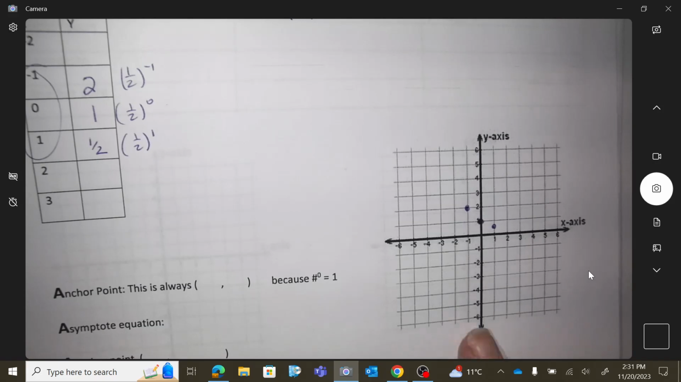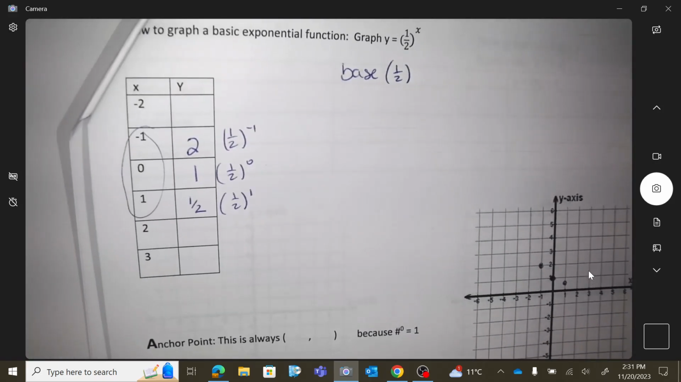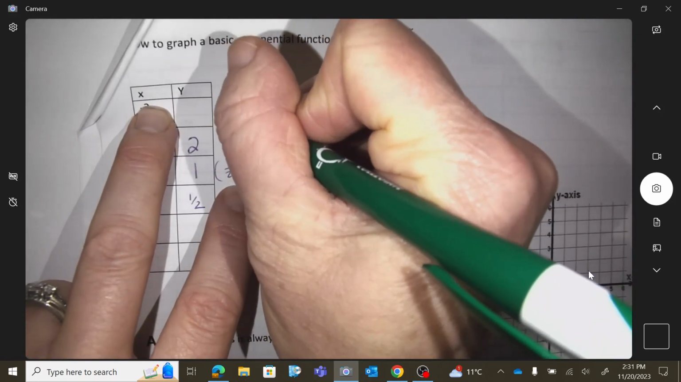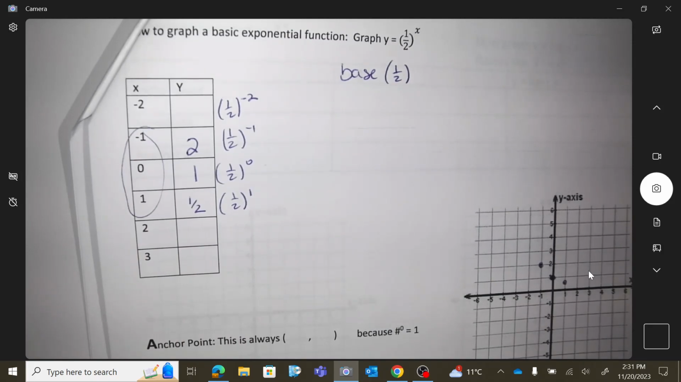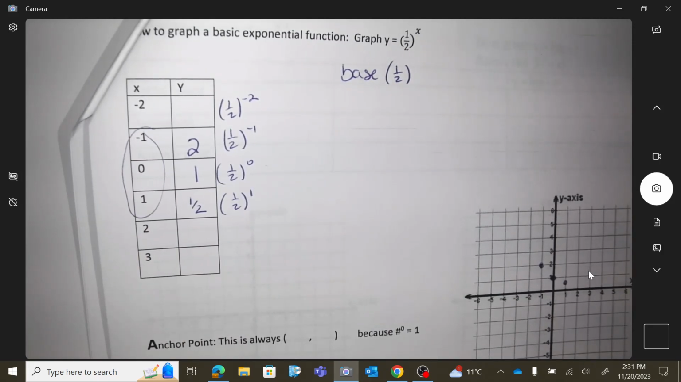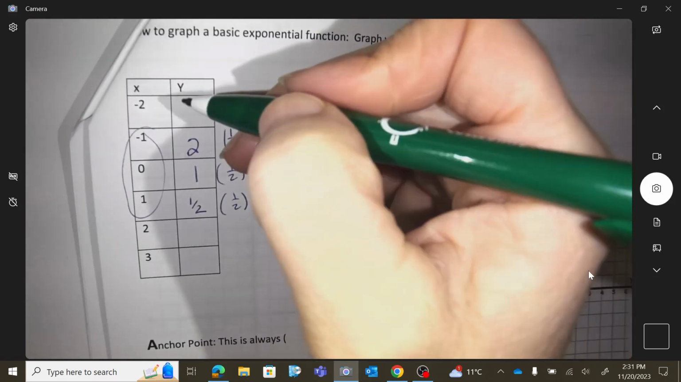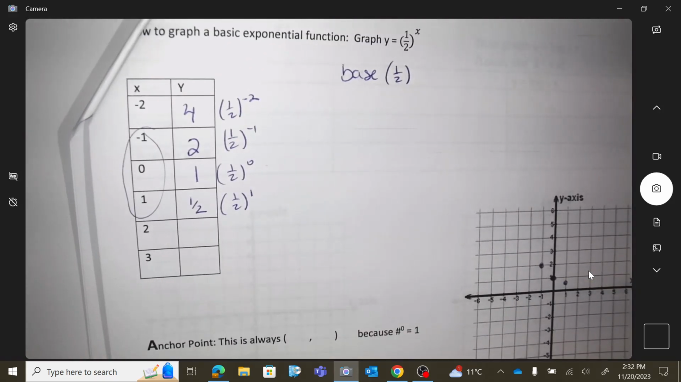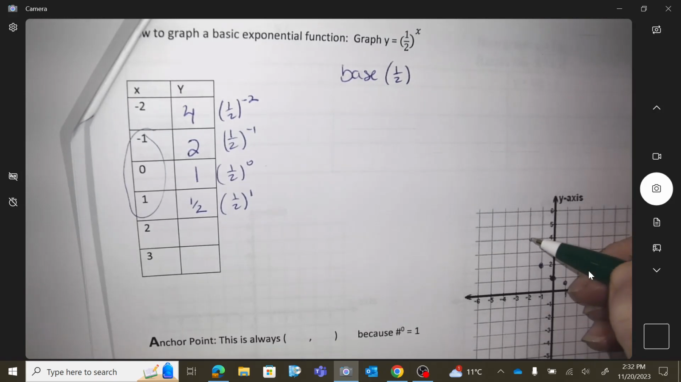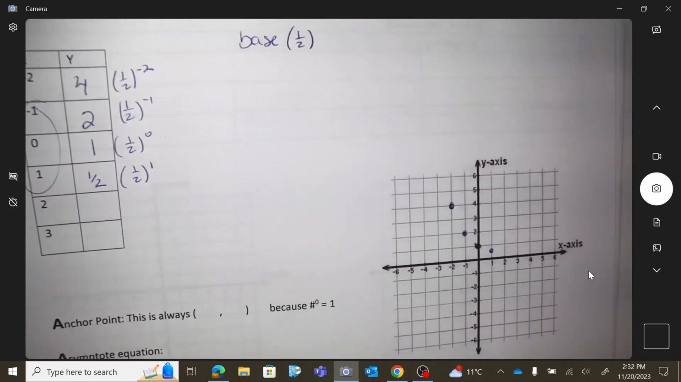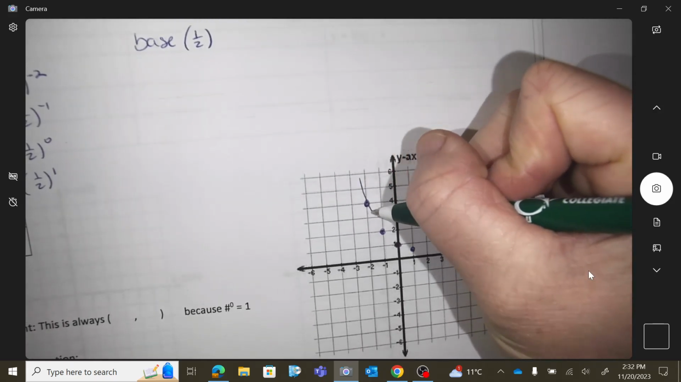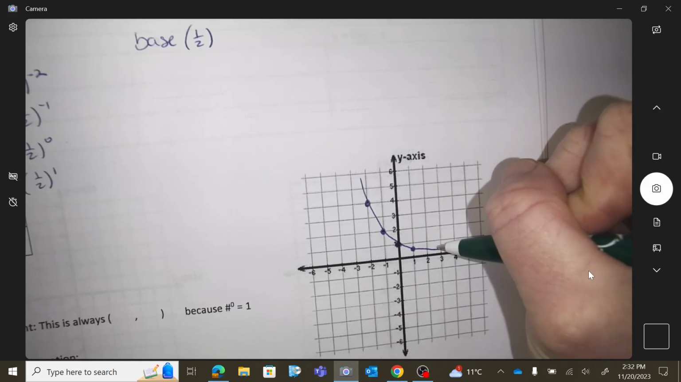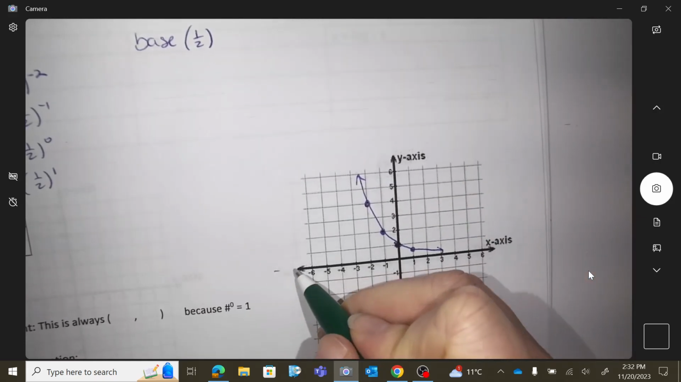Okay, those are those 3 points. I can already kind of see the shape. If you wanted to do any more, for instance, what would 1/2 to a -2 be? Did you think 4? -2 comma 4. Okay, so what's going on with this shape? It is decreasing.